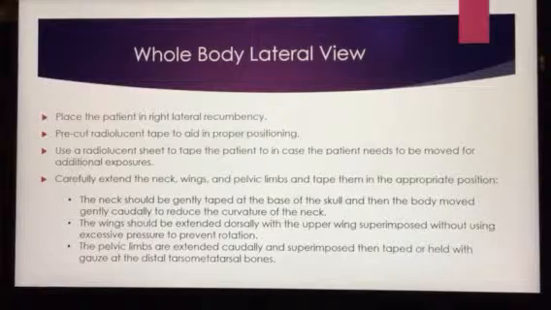The neck should be gently taped at the base of the skull and then the body moved gently caudally to reduce the curvature of the neck. The wings should be extended dorsally with the upper wings superimposed without using excessive pressure to prevent rotation. The pelvic limbs are extended caudally and superimposed, then taped or held with gauze at the distal tarsometatarsal bones.